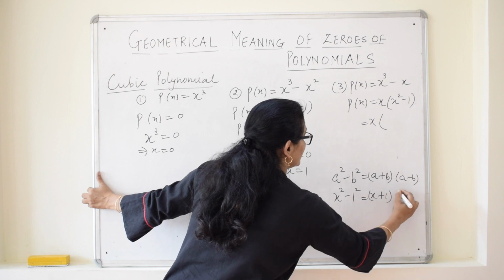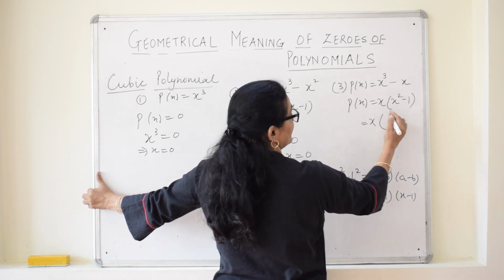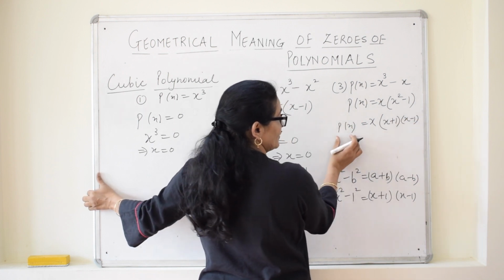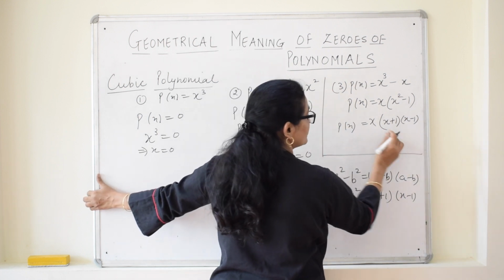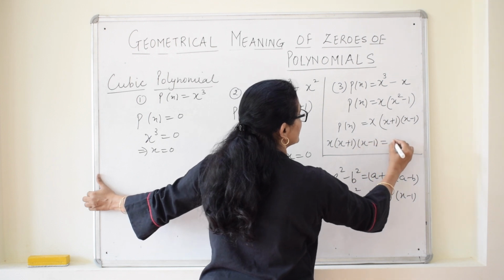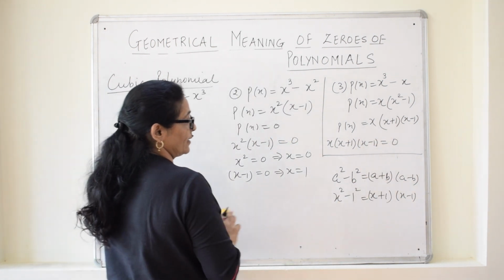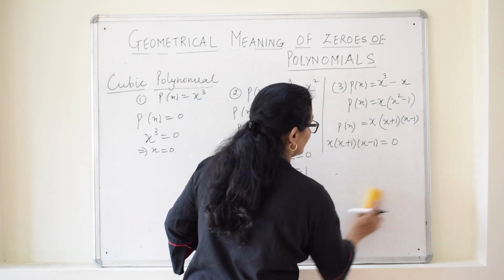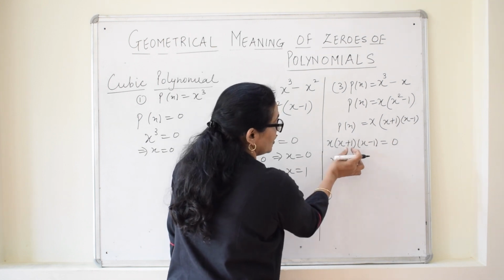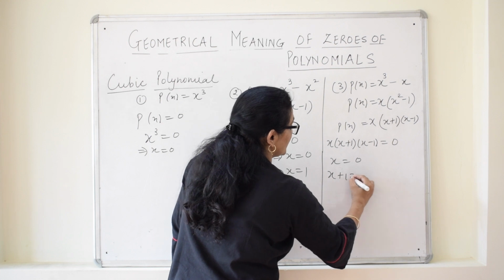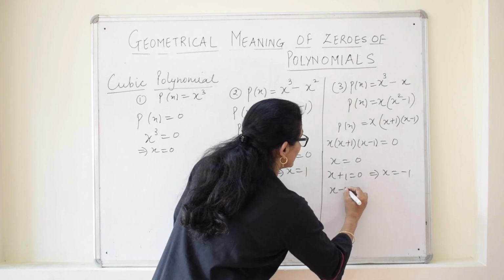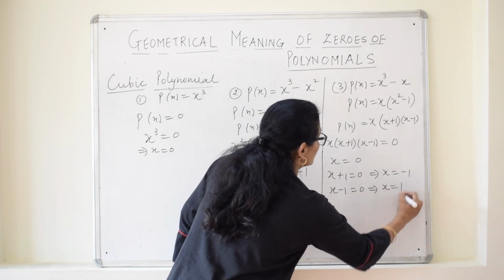So x plus 1 into x minus 1. So we can write this as x plus 1 into x minus 1. Further, if you equate it by 0, we can get the zeros of this polynomial. So x into x plus 1 into x minus 1 is equal to 0. Now there are 3 zeros and all 3 are different because either x is equal to 0, that is the first case, or x plus 1 is equal to 0 will give us the value of x as minus 1, or x minus 1 is equal to 0 will give the value of x as 1.